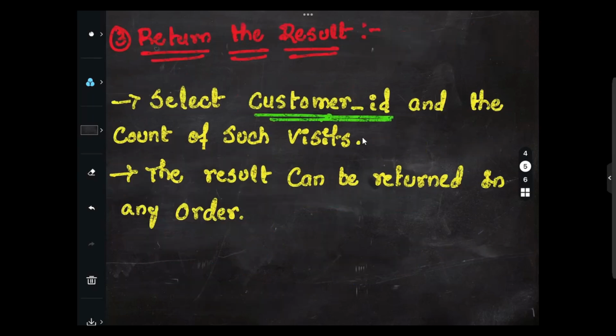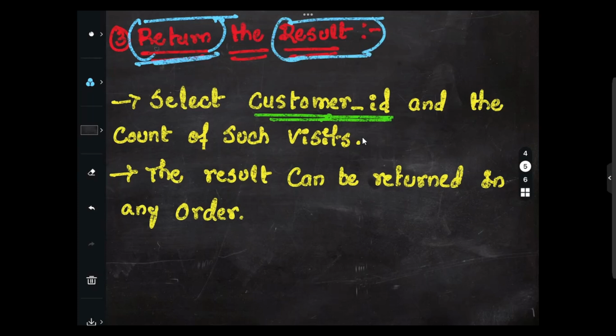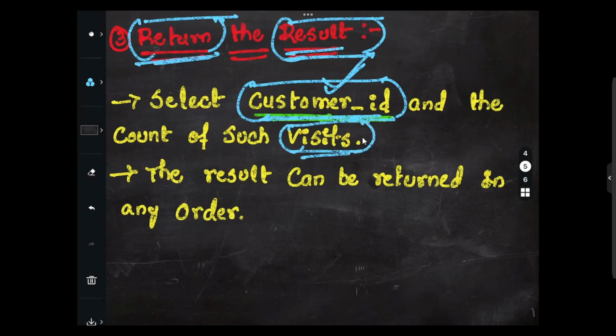Let's come to the third point. We will return the result. So finally we have to return the result itself, right? Let's select the customer ID and the count of such visits. That means those who have visited the mall but had not made any transaction. We will select the customer ID and the count of such visits.